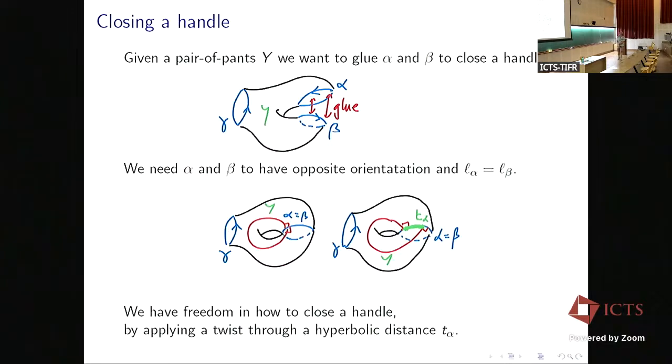So again, we need to have alpha and beta having opposite orientation and the same length in order to glue. And I have a freedom of how to twist, just like I've drawn there. And again, the twist can be as long as I like, and it can be positive and negative.